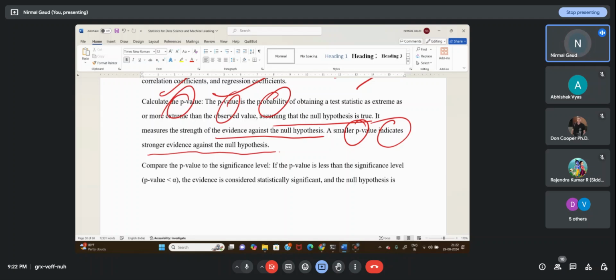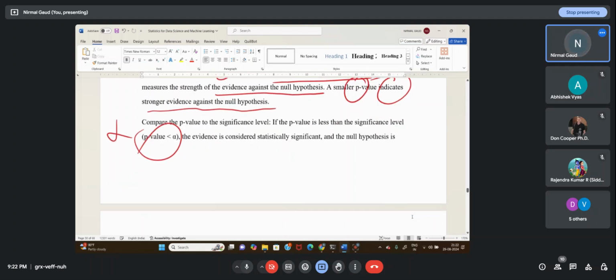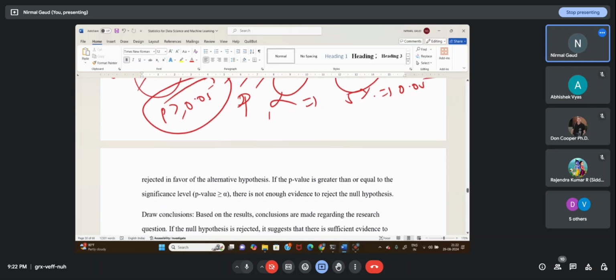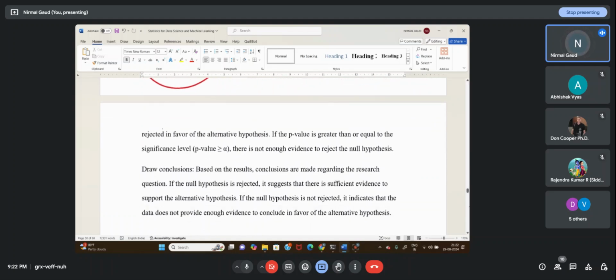So, with whom am I going to compare the p value? Alpha. In general, the p value is compared with alpha. If you take alpha as 5%, its value will be 0.05. So if the value of p is greater than or equal to 0.05, then the null hypothesis is accepted. If it is less, it is rejected. If p is less than the significance level, the evidence is considered significantly strong against the null hypothesis, and we reject the null hypothesis because we have the alternate hypothesis.